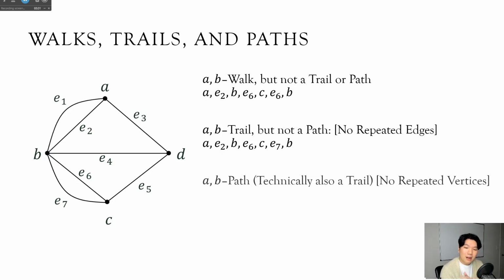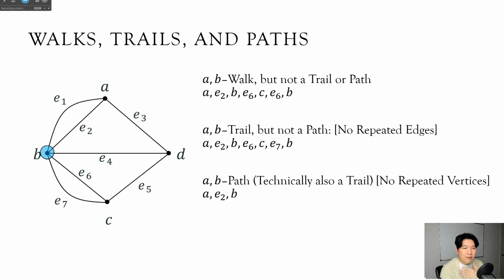Lastly, here we can also talk about an AB path, and in this case, technically, a path is also a trail, but more importantly, we don't have any repeated vertices. I could do, for example, the simple path from A, going along E2, and finishing at B. This gives me an AB path. I didn't repeat any of my vertices in my walk. So this is just a quick example of what we might do.